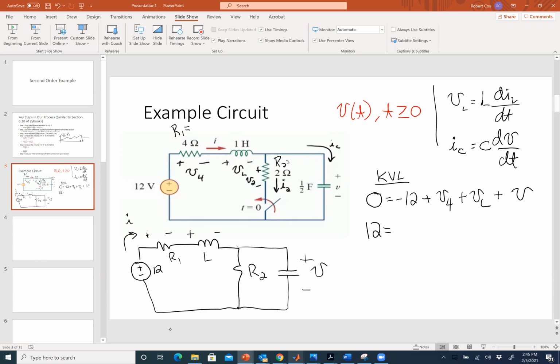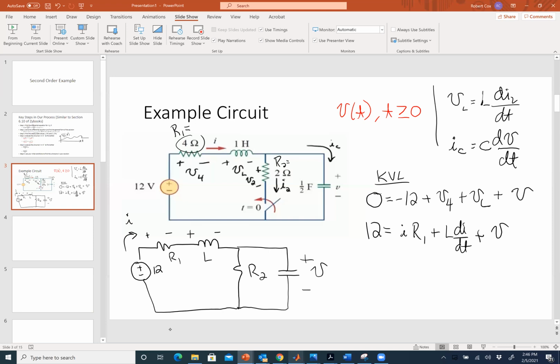So 12 equals V4 plus VL plus V. V4, the voltage across this 4 ohm resistor, I'm going to write as I times R1. And VL, I'm going to write as L di by dt. And V, I'm just going to write as V, because V is what I want. I'm trying to find the capacitor voltage V. Now, that's not a differential equation that I can use yet, right?